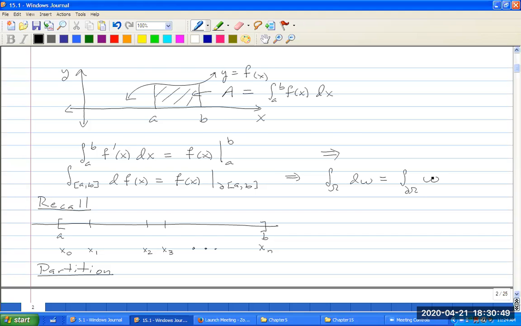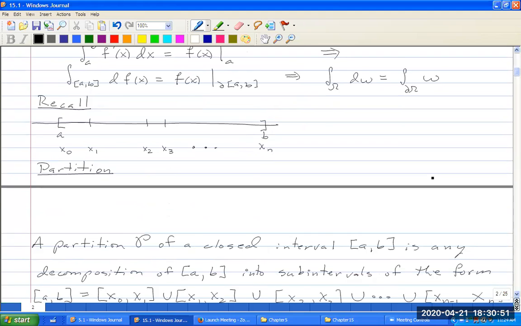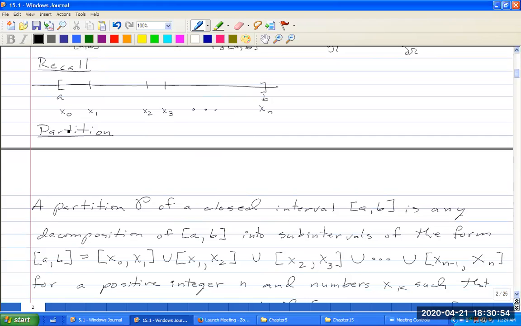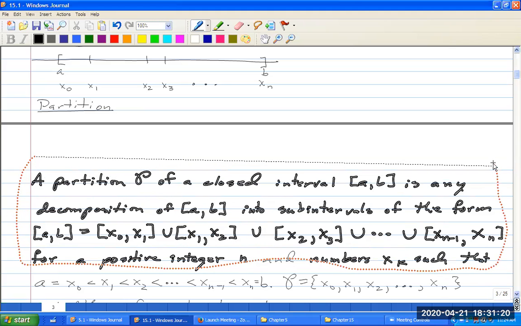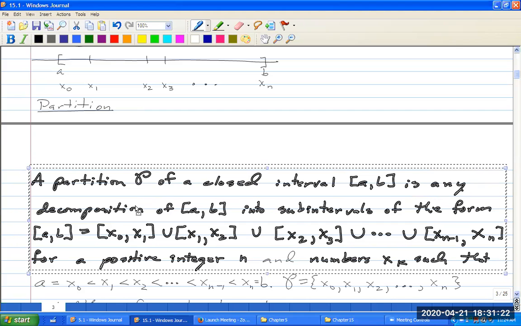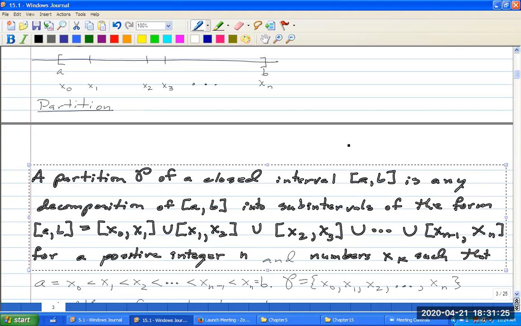Okay, so before I can do that, I need notation.